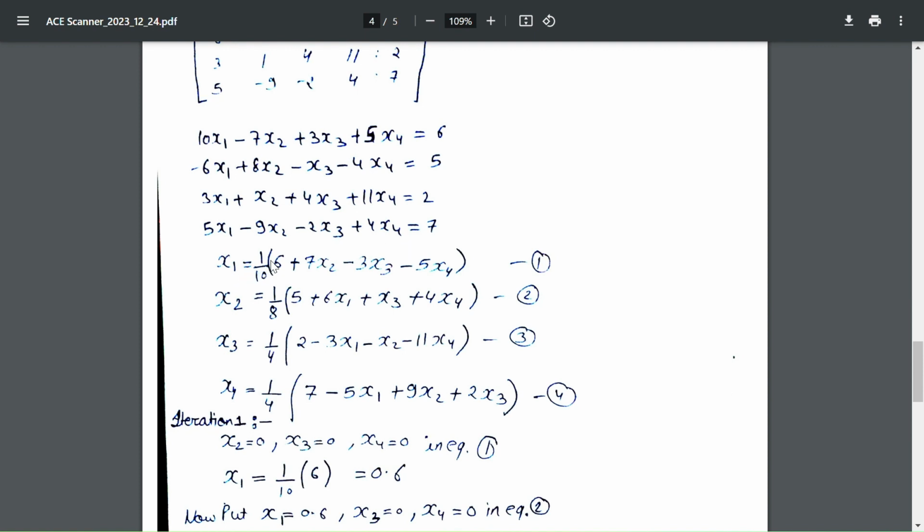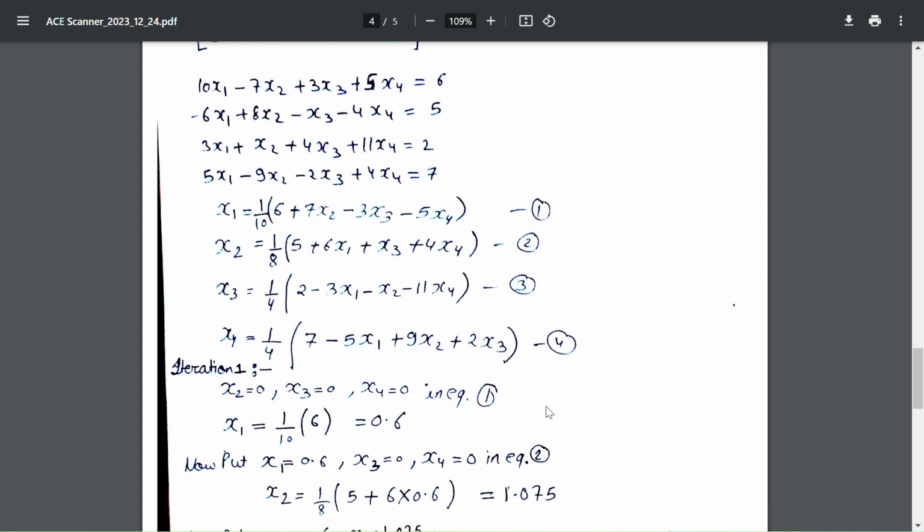So we get x1 equals to 1 by 10 under bracket 6 plus 7x2 minus 3x3 minus 5x4, which is equation number 1. Then for x2 we get 1 by 8 under bracket 5 plus 6x1 plus x3 plus 4x4, which is equation number 2. Then for x3 we will find 1 by 4 under bracket 2 minus 3x1 minus x2 minus 11x4, and we will name this equation number 3. Then for x4 we get 1 by 4 under bracket 7 minus 5x1 plus 9x2 plus 2x3, which is equation number 4.